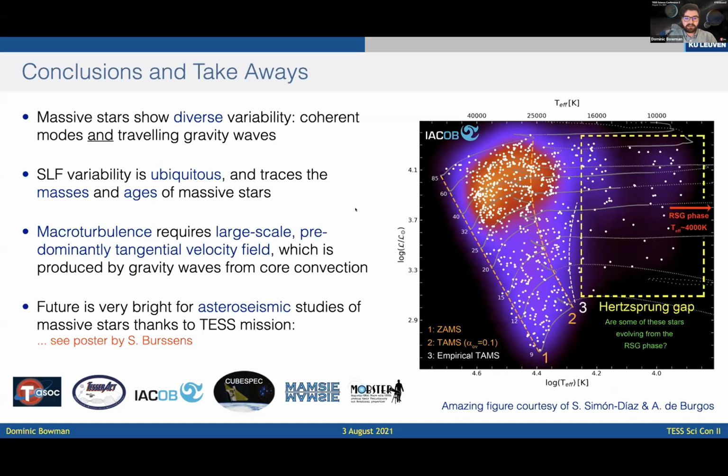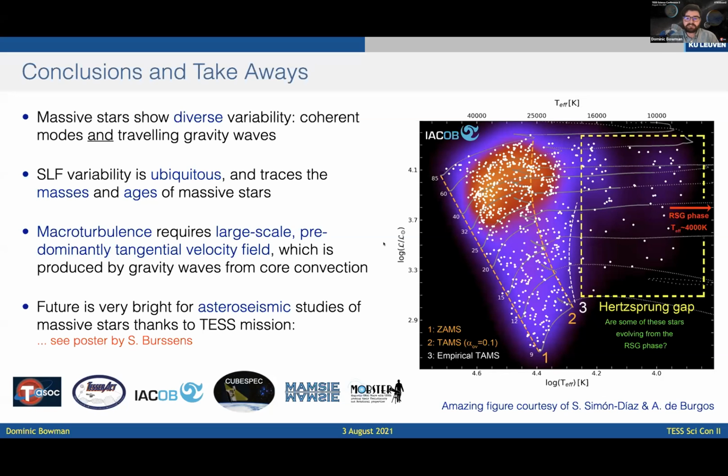So with that, I've got 30 seconds left, and so I'll give you my takeaway messages. I have to show this beautiful figure on the right here from Sergio and Abel. I haven't talked about the post-main sequence. I'll leave that to other people. But of course, all of the things that we're learning about the main sequence propagate into the post-main sequence, and TESS is really opening up the Hertzsprung gap for asteroseismic studies as well.